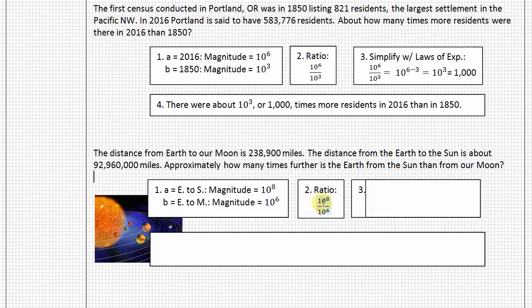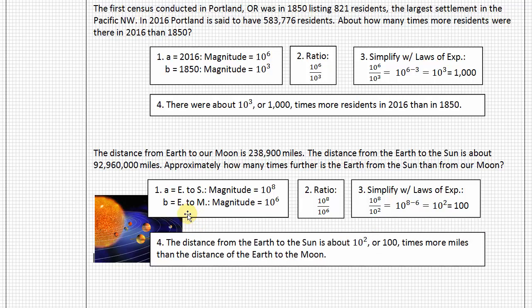Go ahead and see if you can write this out and simplify it using the division rule and our laws of exponents. If you came up with 10 to the 2nd power, I'd agree. Because when we're dividing and our bases are the same, we can subtract the exponents. In doing so, we get 10 squared, and 10 squared, or 10 times 10, is 100. So for step number 4, the distance from the Earth to the Sun is about 10 to the power of 2, or 100 times more miles than the distance of the Earth to the Moon.